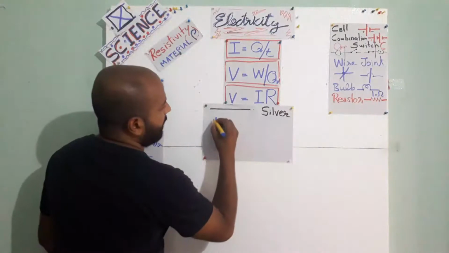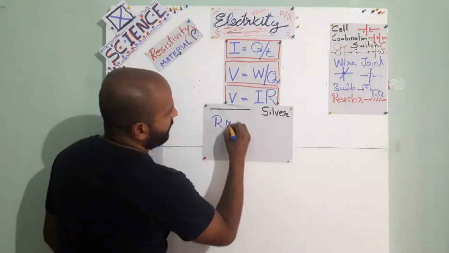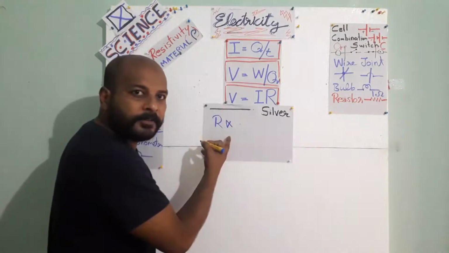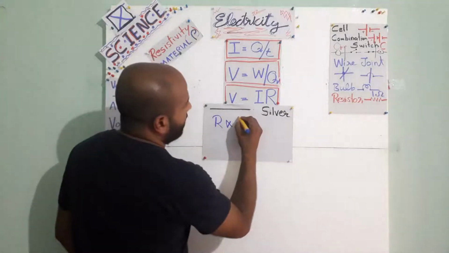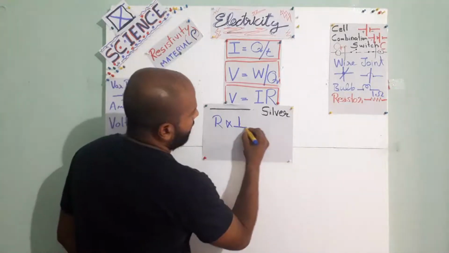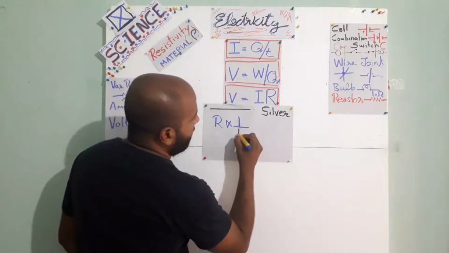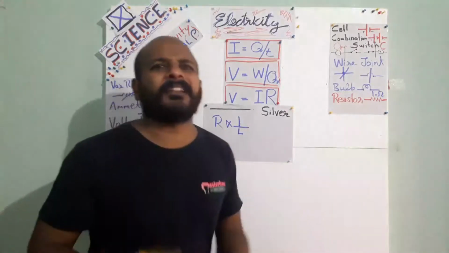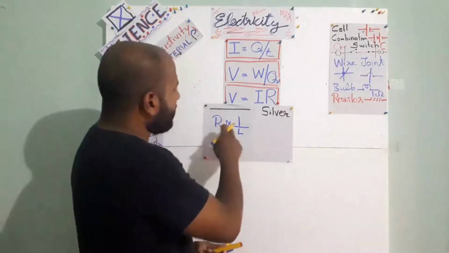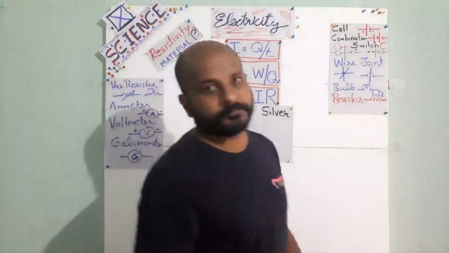We can write it like this. See, R inversely, you know the proportionality sign, isn't it? Inversely proportional to what? Length, L. Length we can say as L. So R is inversely proportional to length.